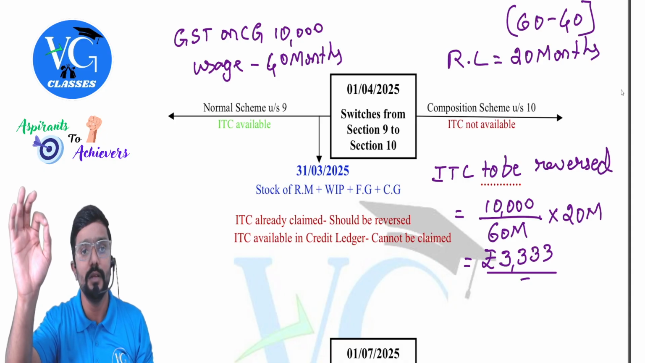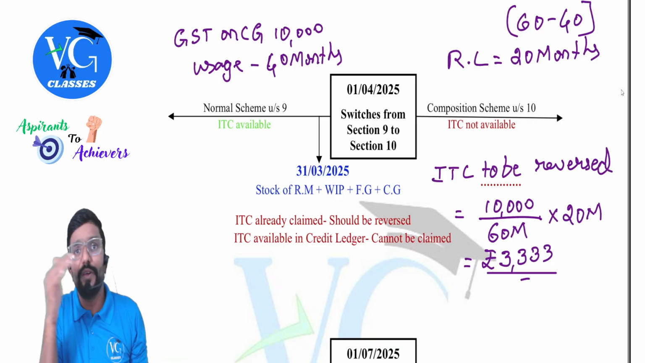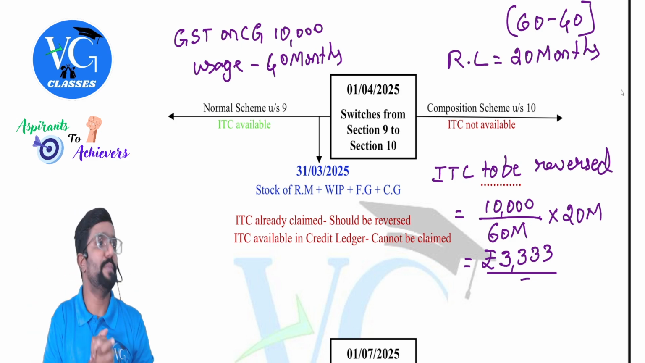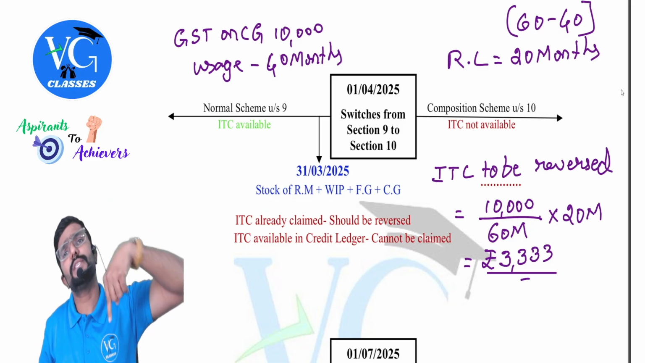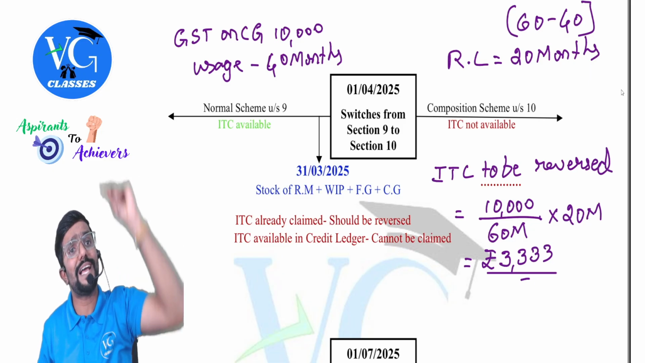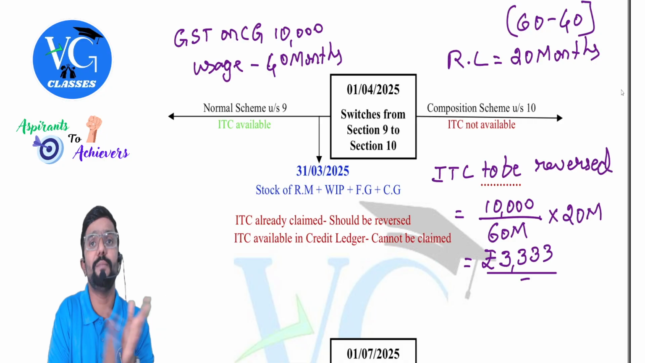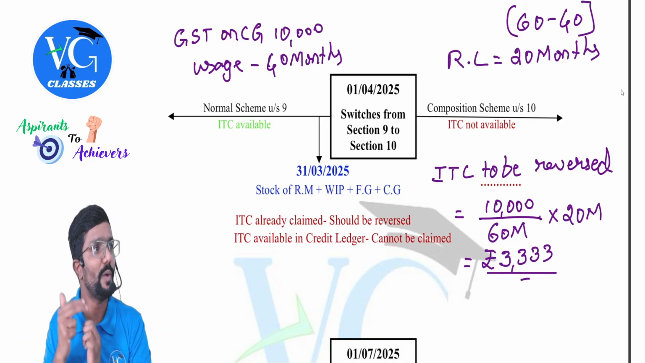3,333. Guys, simple. For credit on capital goods, how much has to be reversed means whatever is the remaining useful life after 1st April. How much was already used? 40. What is the total useful life of any capital goods as per subsection 4? 60 months. So 60 minus 40, what is the remaining life? 20 months. So we need to reverse only for 20 months.